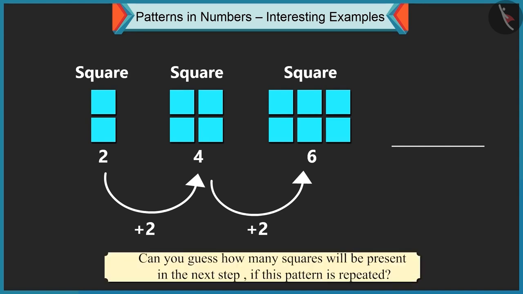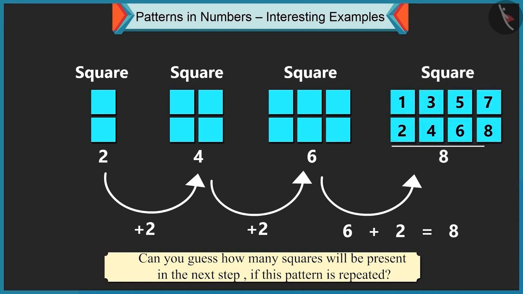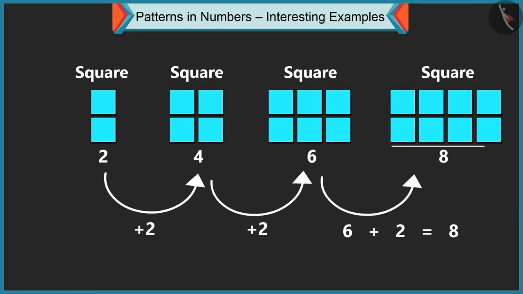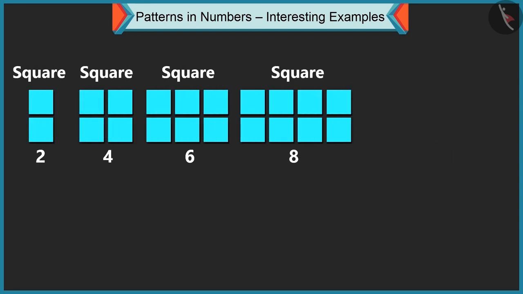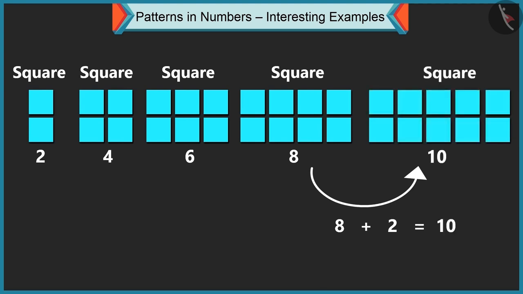Can you guess how many squares will be present in the next step if this pattern is repeated? Currently, the pattern has six squares. Adding two more squares, seven and eight. This means there will be eight squares in the next step. Oh, wow! Well done! Similarly, in the next step, adding two squares to eight will make it 10 squares. So, children, this is how we proceed with this pattern.